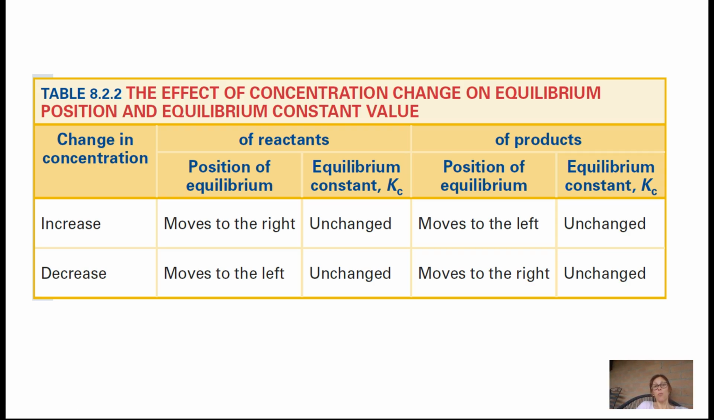Again, another really good table to have that summarizes what's taking place. Here we can see an increase and a decrease in our change in concentration, what it will do to the reactants, and what it will do to the products. And again, the position of equilibrium, that's just saying where is it moving? Is it moving to the left or is it moving to the right? And again, this equilibrium constant that we will address at a later time.